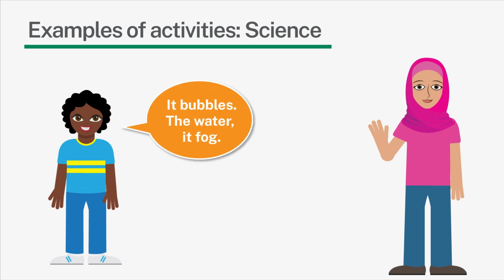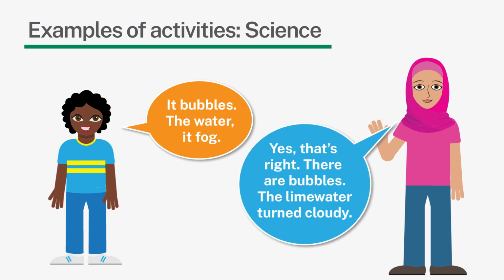Learner: it bubbles, the water, it fog. Teacher: yes, that's right. There are bubbles. The lime water turned cloudy.